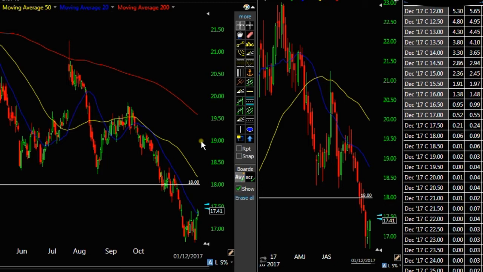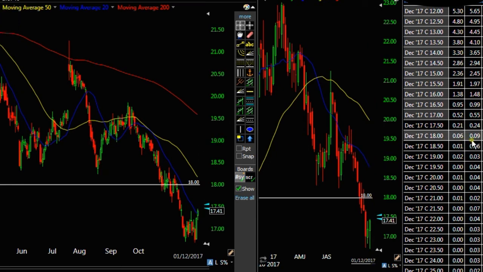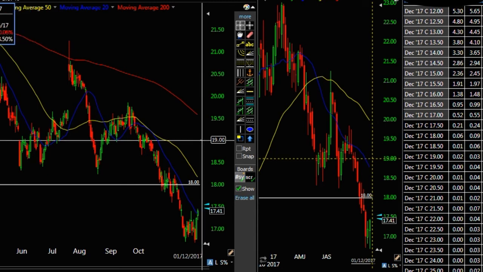If this stock does get up to the $19 level before this option expires on December the 15th, that's the third Friday in the calendar month, the option will be worth the difference between $19 and $18, which is of course $1. And bear in mind that we are aiming to buy this option at the open for 10 cents. That would represent a 10 times return. That's a profit of 1,000% should this stock get up to the $19 level.